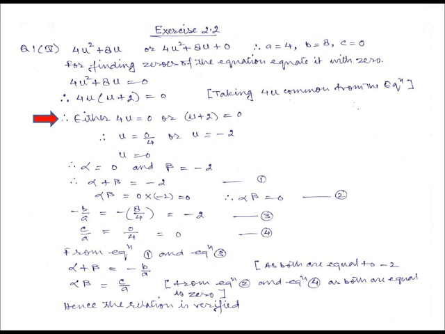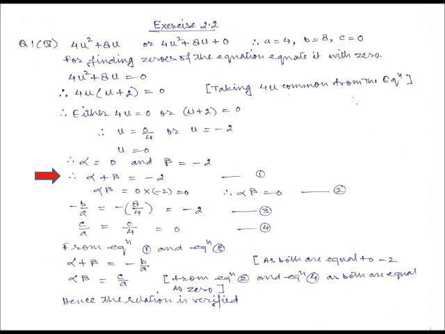When 4u is equal to 0, we get u is equal to 0 upon 4. Therefore, u is equal to 0. And if we take u plus 2 is equal to 0, we get u is equal to minus 2. Hence, the first zero alpha is equal to 0 and second zero beta is equal to minus 2.